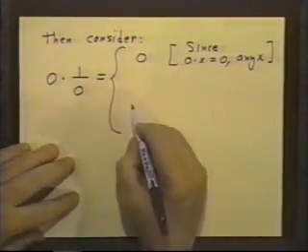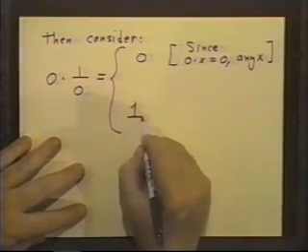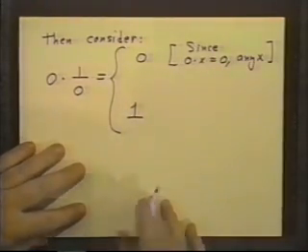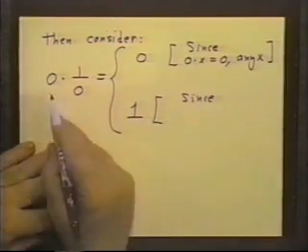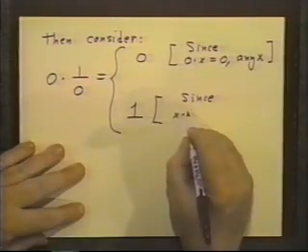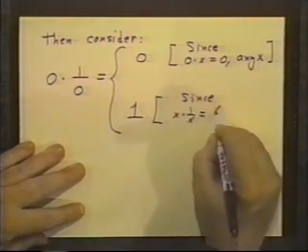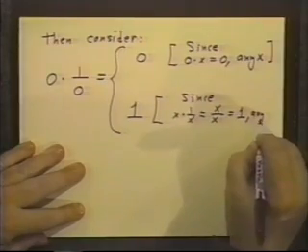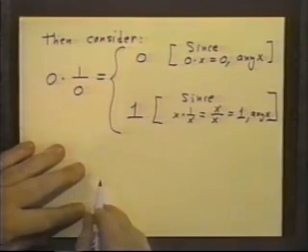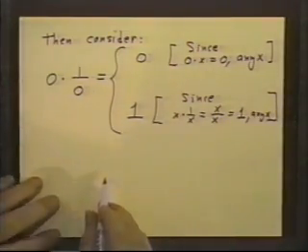Fine. On the other hand, I can also make the following argument, that this is equal to 1. And what's my reason there? Since, copying what I have here, if you have x times 1 over x, that's the same as x over x, and of course that's 1 for any x. Well, now we have the contradiction.